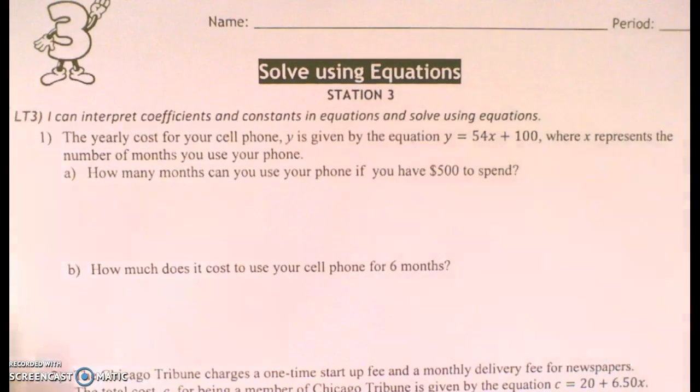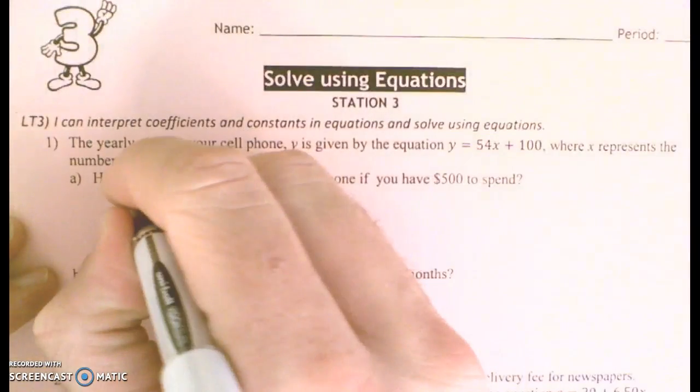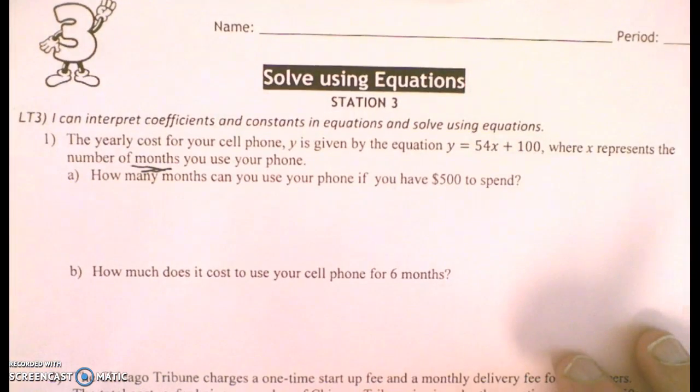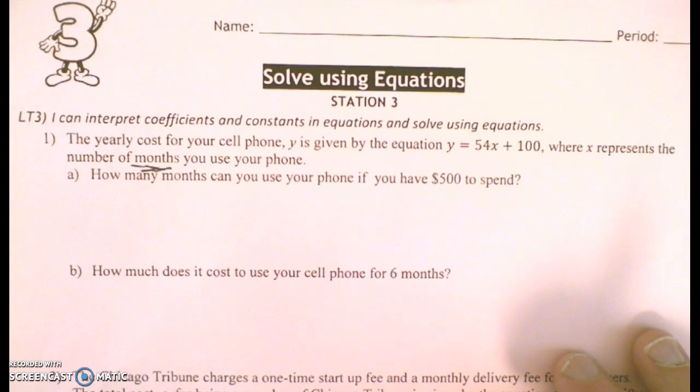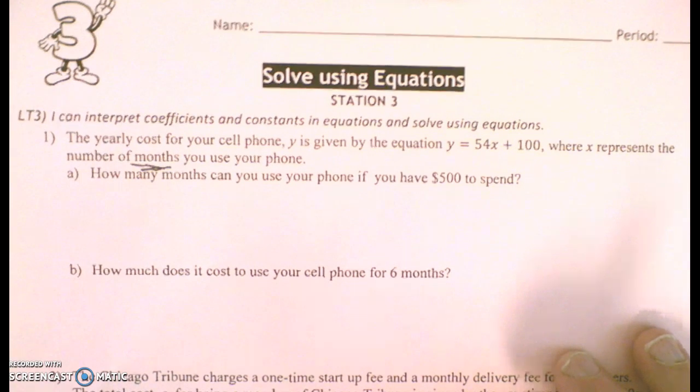Alright, the last station is on solving using the equations that we've been working with. So let's start with number 1. It says the yearly cost for your cell phone Y is given by the equation Y equals 54x plus 100, where x represents the number of months you use your phone. So how many months can you use your phone if you have $500 to spend?